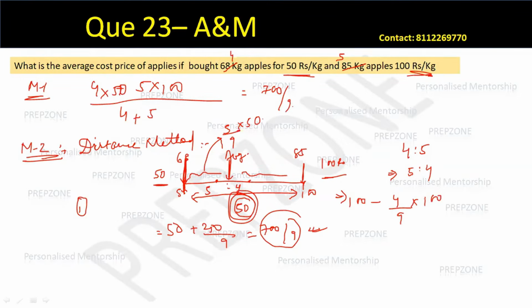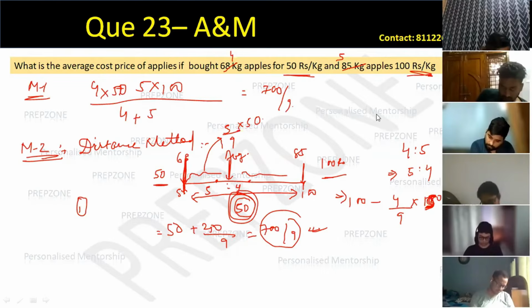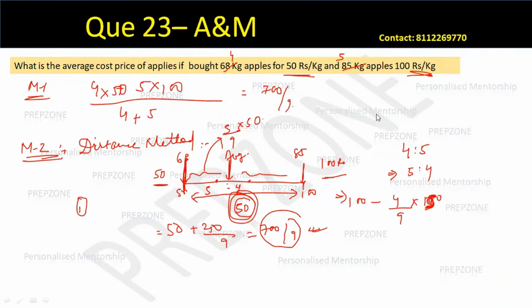Sorry, into 50, because the distance is actually 50 in between them. So this is also 700/9. It's a very important method. So note it down and understand what it is that I've done. I had to calculate the average price, so it has to be between 50 and 100, which means 50 and 100 are my distance points. In total, I have a distance of 50 units in between them.